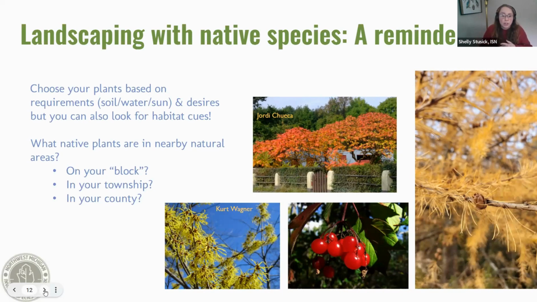And if you're a little lost, you can also look for habitat clues, such as what native plants are in your nearby natural area, what plants are on your block, who's growing what in your area, what works well in your township or in your county, and look above and beyond what's a traditional species to plant. Next slide, please.